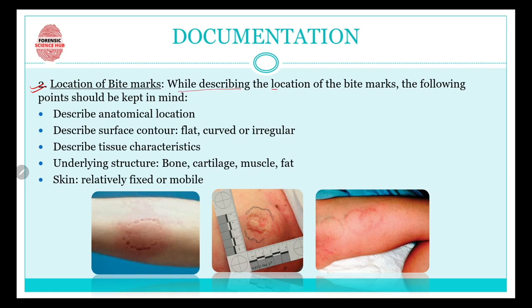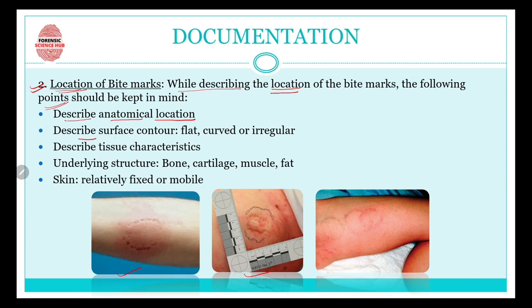Then the location of the bite mark is the second thing that comes in the documentation. Location means where the bite mark is present. While describing the location, the following points should be kept in mind. First, we have to describe the anatomical location, whether it is present on the hand. If on the hand, then what position on the hand. If it is present on the abdomen, thighs, forearms, whatever place it is, we have to give the anatomical location.